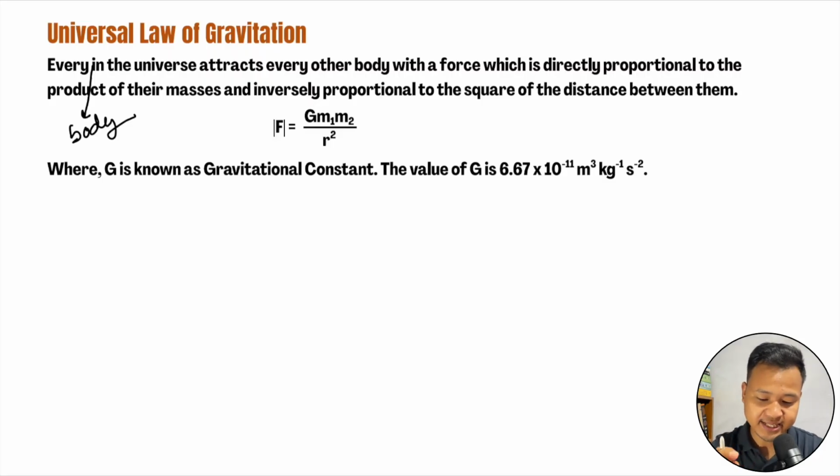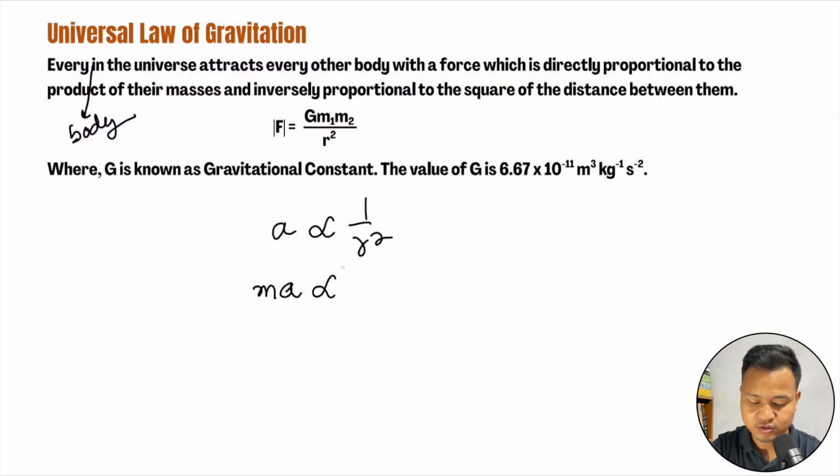So Newton guessed that the acceleration of a body in circular motion is inversely proportional, 1 by r square. If it is moving in a circular path, there must be an acceleration, and if there is an acceleration, there must be a force. Multiply both sides by the mass of the object: ma is proportional to m divided by r square. Now this force, according to Newton's third law.